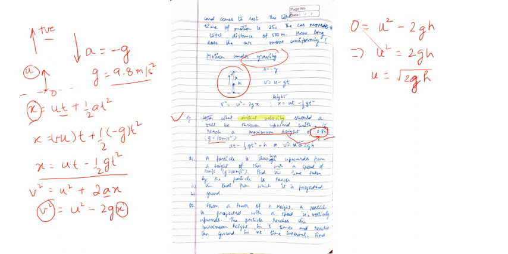That means that if the boy wants to throw the ball to a maximum height of h, then he must throw the ball with this initial velocity, root 2gh. After substituting the values of g and h in this equation, g is 10 and h is 0.8, and taking the square root, we get 4 meters per second. So this would be our initial velocity with which the ball is to be thrown.